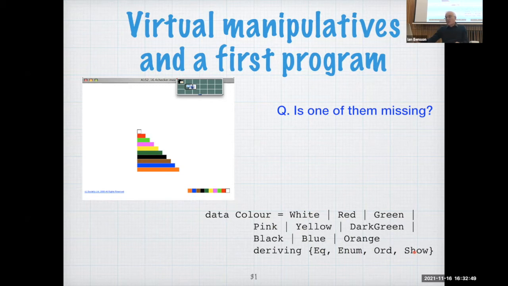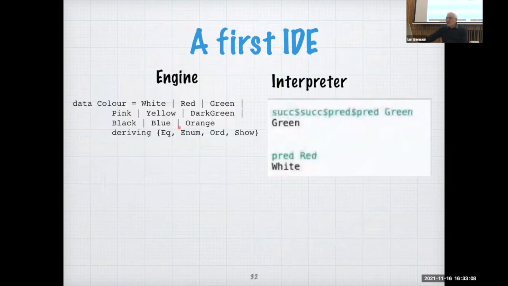One of them might be missing. Yeah, that's certainly possible. Okay, so can you tell me what is missing? The one after black. The black is there. The one after black. Tan is missing. Okay, fair enough. Is it there? It's missing from this one as well.